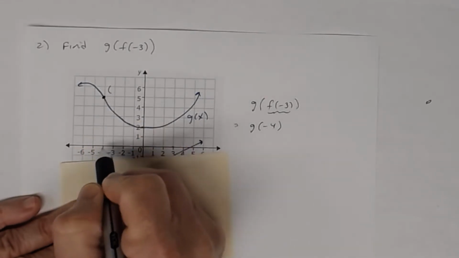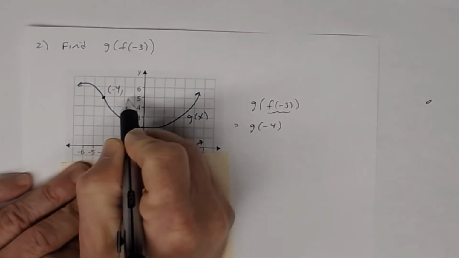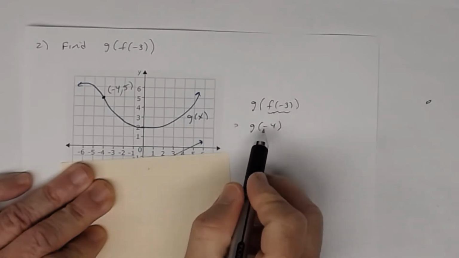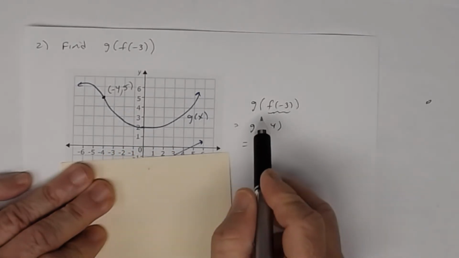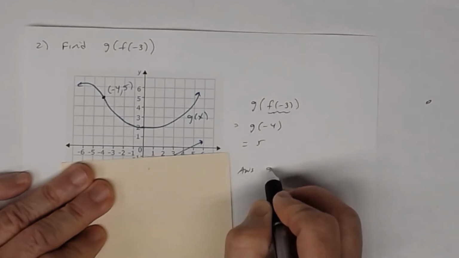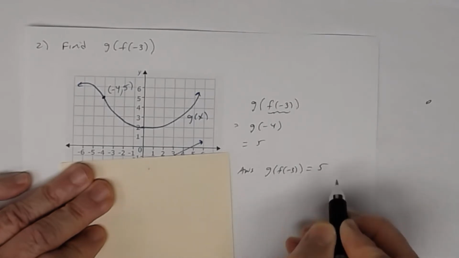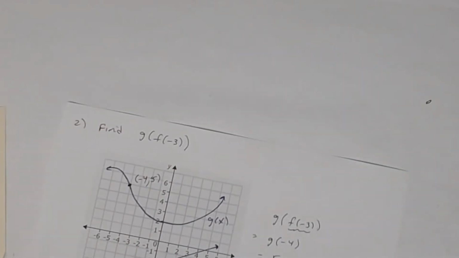When I label that, that's going to be (-4, 5), right? So when x is -4, what's that y value? That y value is 5. So g of -4 equals 5, and therefore your answer, g of f of -3, is going to equal 5. Okay, so that was number 2. Not a difficult process. It is fairly easy to deal with.